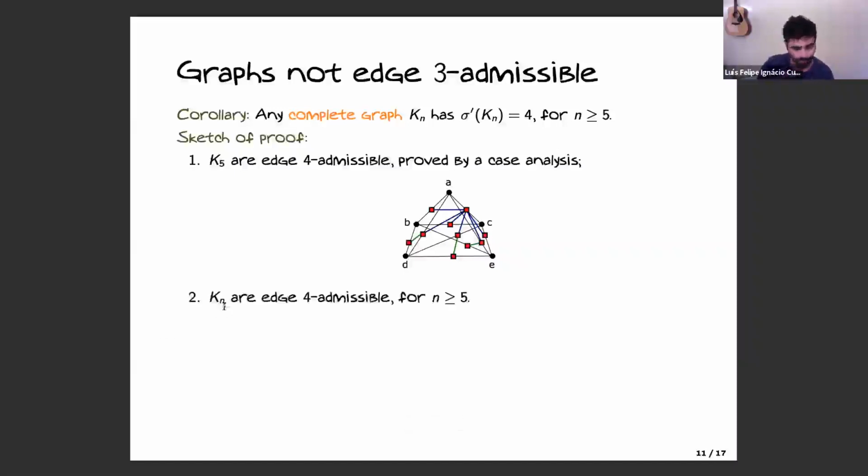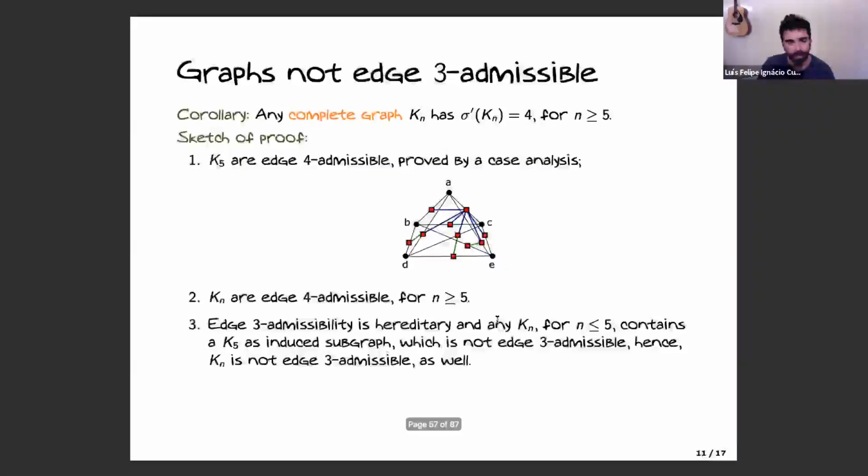So we also have that any K_n for any n greater than or equal to 5 is also 4 admissible. And since edge tree admissibility has a hereditary property, then it cannot have K_n, for any n, sorry, greater than or equal to 5, not at most 5. For any n at least 5, it cannot be induced in any edge tree admissible graph.